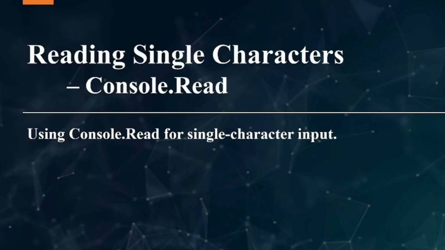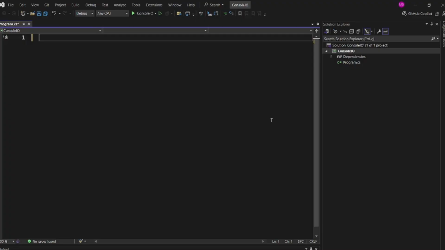Okay, another function we have is Console.Read. This lets us read a single character as an integer. This can be handy for quick responses like yes or no prompts. Okay, let me explain this Console.Read with an example. Just typing Console.Write.